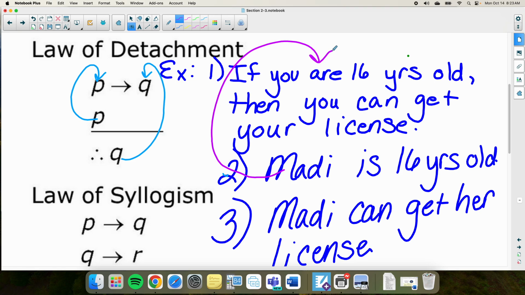And what they'll do a lot of times, if this is just a generic, like if you are 16 years old, they'll name the person that's 16 years old. And then the last part has to refer back to the then part of that statement. And do you see that this does refer back to being 16 years old? This refers back to getting your license, okay? So that is Law of Detachment.